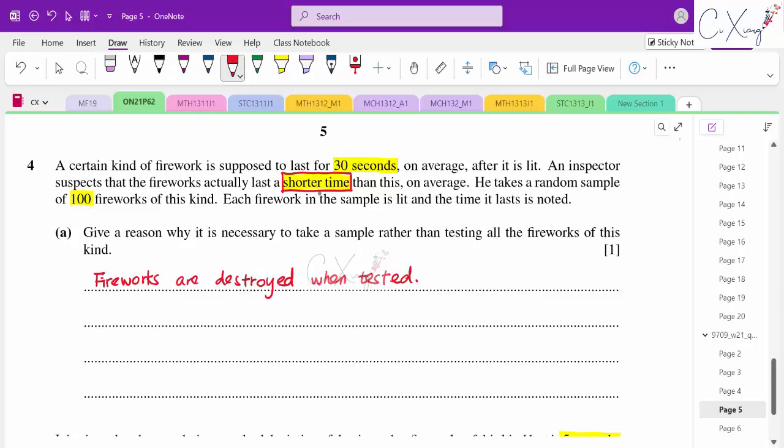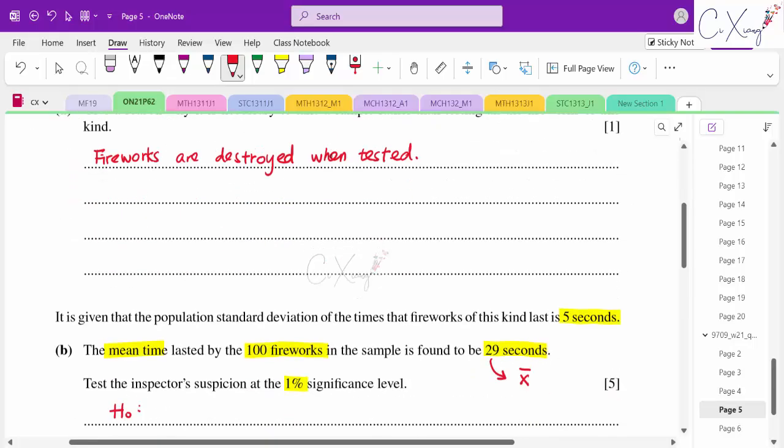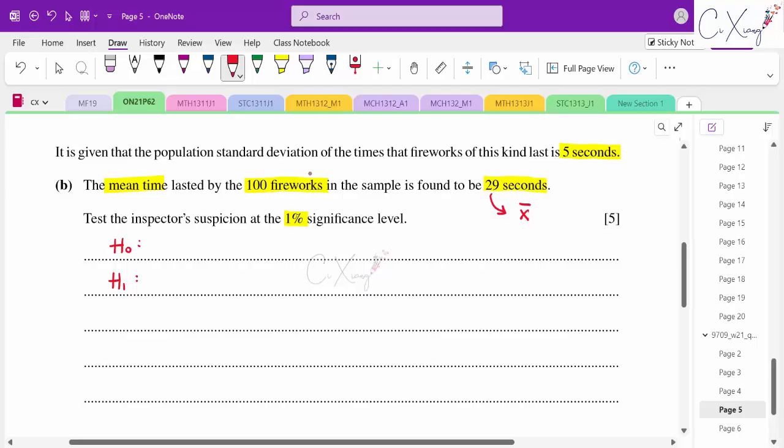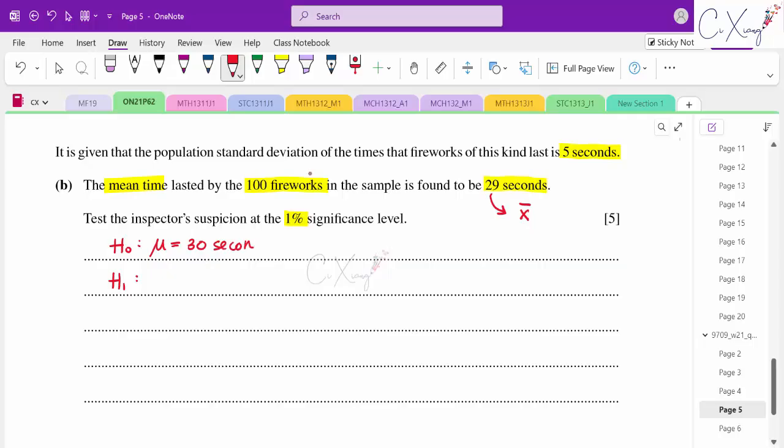All right, and we already set up the alternative hypothesis line, which is a shorter time. Okay, so you need to know mu is equal to 30. We are going to test the population mean, 30 seconds. And because of the words shorter than, it is less than 30 seconds. All right, okay, this is the first step.